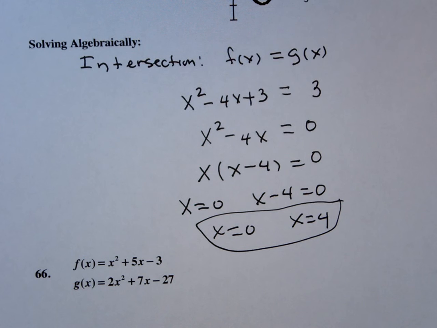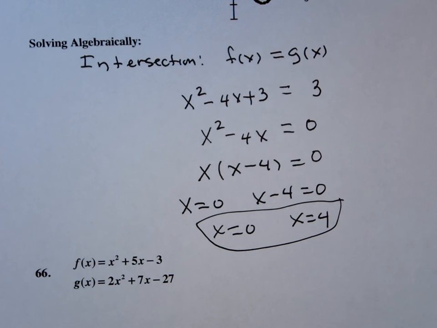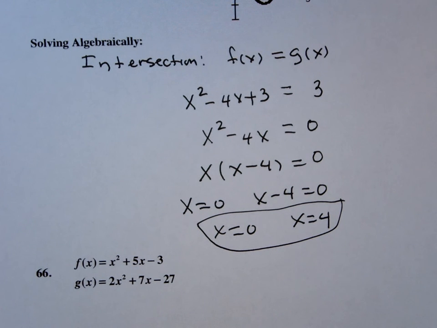And that says those are the x coordinates that the two graphs have in common. And if I were in a calculus class, then I would set up the process x equals 0 to x equals 4. And then I'd find the area that's bounded.